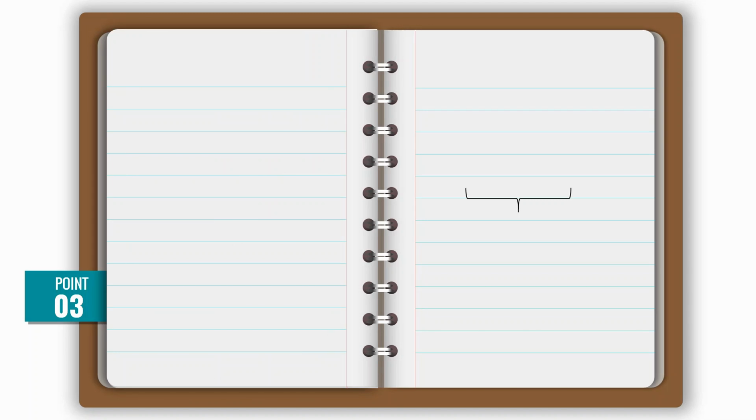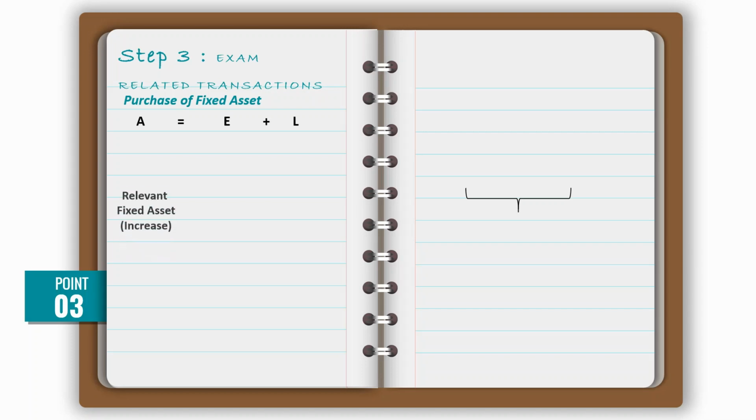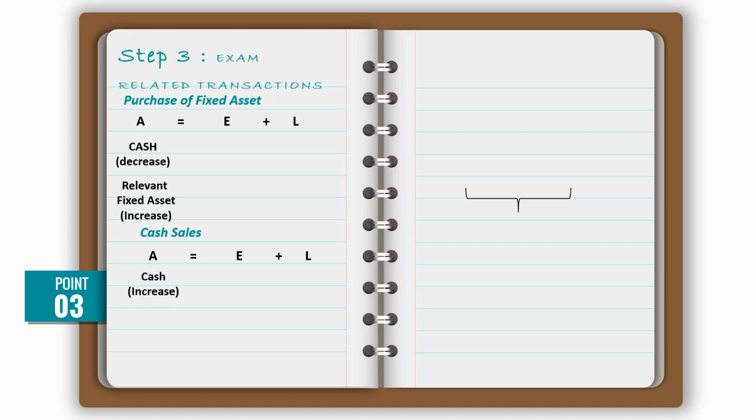Next, purchase of fixed asset. You all know that due to purchase of fixed asset, the relevant fixed asset will increase. And on the other hand, you all know that we buy fixed asset using cash. Therefore, cash will decrease. Next, cash sales. Due to sales, it's quite obvious that stock will decrease and cash will increase because we sell goods for cash.